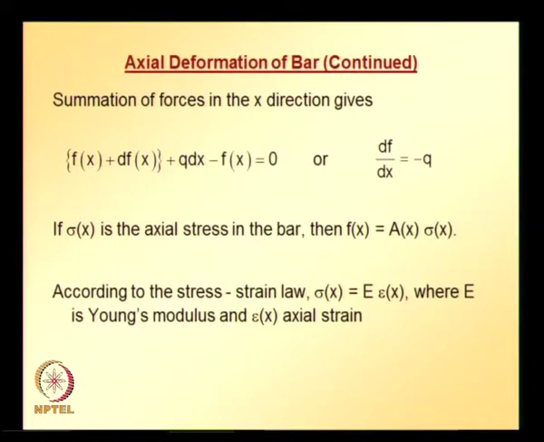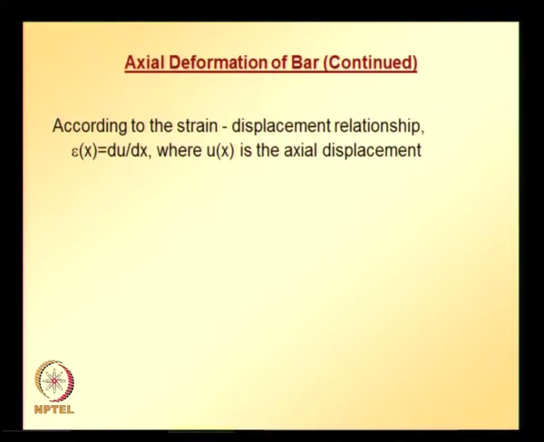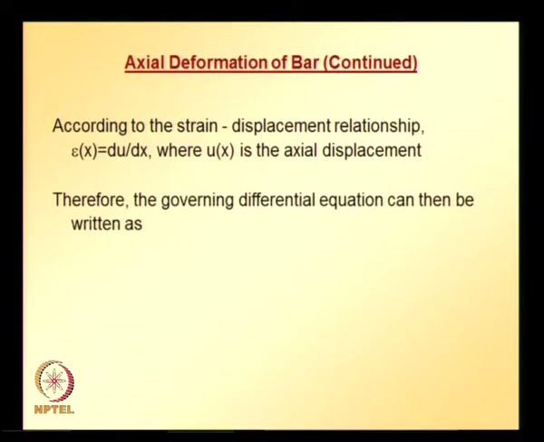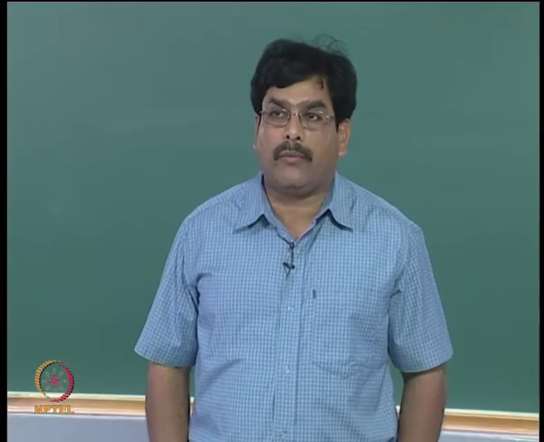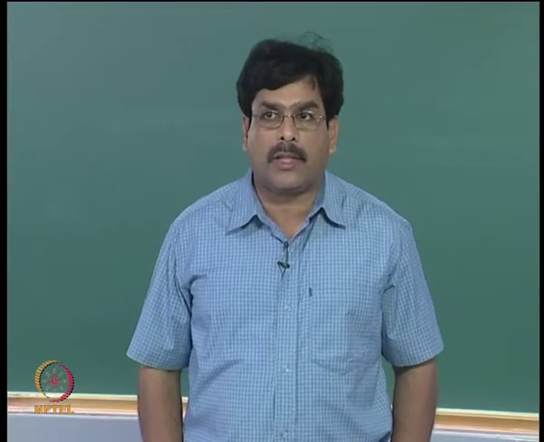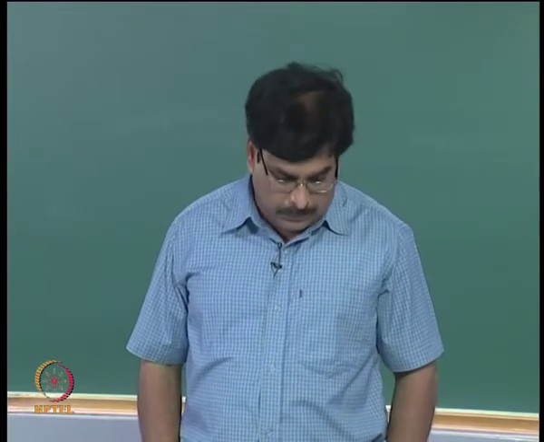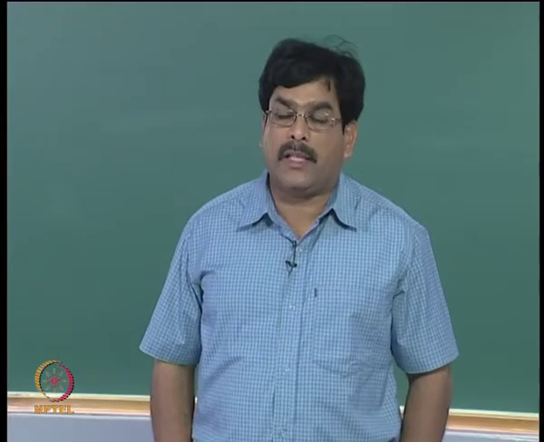Strain here is denoted with epsilon, stress with sigma, Young's modulus with E. And also we know that according to the strain displacement relationship, strain epsilon is the derivative of u, or derivative of displacement with respect to x, where u is axial displacement. And so, substituting all this, that is, f is equal to stress times area of cross section. Stress is given by Young's modulus times strain, strain is given by the first derivative of axial displacement.